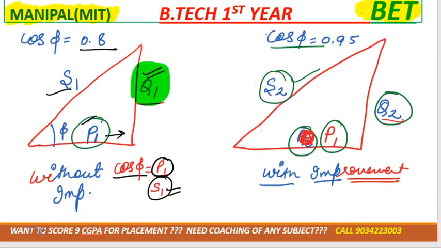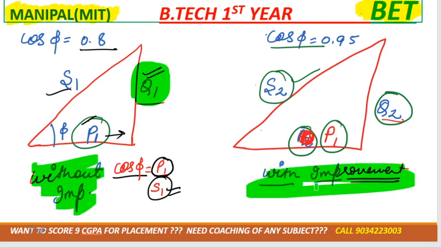So what we'll do, we'll use a device, the synchronous condenser, to improve the power factor. And to improve the power factor, we have to show two triangles. One is without improvement, one is with improvement. Okay, so it will be phi as it is. So cos phi is P1 by S1. We can get those values.